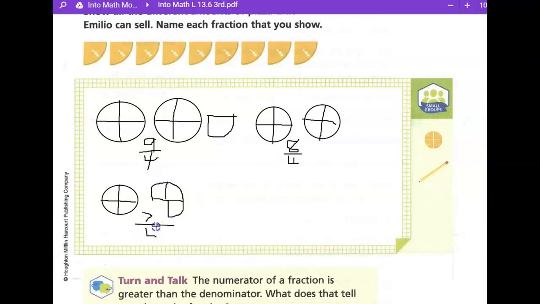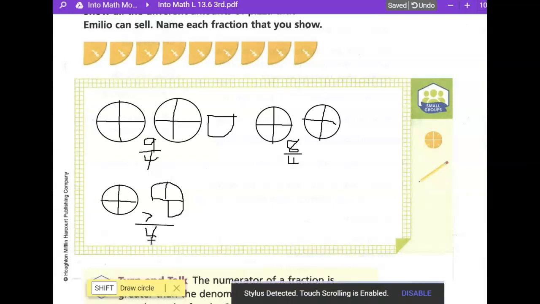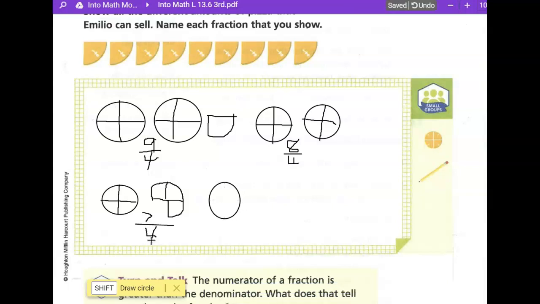Okay. Now, if he didn't sell 7/4, then he could sell 5/4. Can we still draw, or 6/4? Can he still draw a whole pizza? Sure, because we know that there are 4 slices in that pizza. And then we would need to draw, 4 plus 2 is 6. We would need to draw another half of pizza, and we would have 6/4.